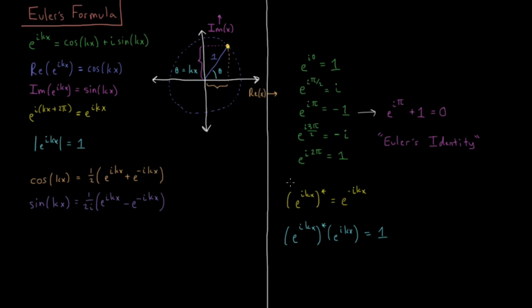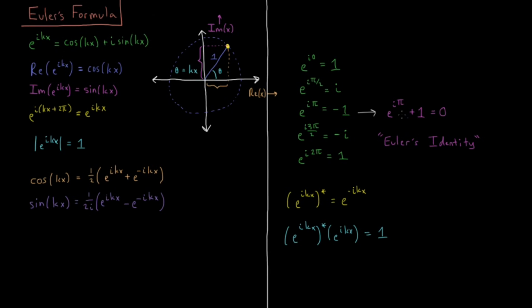So what else of note? So e to the i0, so kx equals 0, theta equals 0, we're right here. That equals 1, we're a real number. e to the i pi over 2 equals i, up on the plus y-axis. e to the i pi equals minus 1. So go 180 degrees, we're at minus 1 over here on the real axis. And this is the result which is called Euler's identity. So e to the i pi plus 1 equals 0.